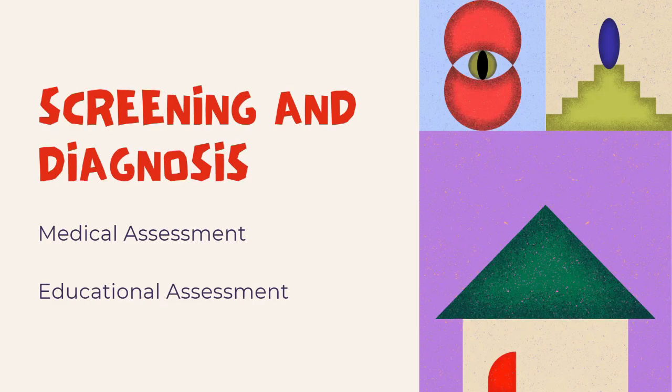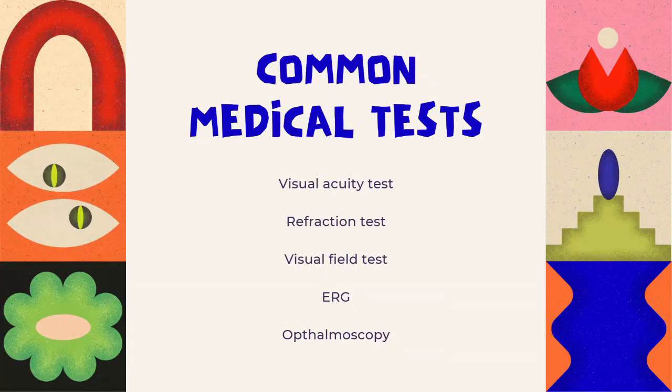Some of the common medical tests used to assess visual impairment include the visual acuity test or Snellen chart. This measures the sharpness of vision at different distances. Refraction test determines if the child needs corrective lenses for nearsightedness or farsightedness. Visual field test or perimetry measures peripheral vision loss, which is really important for mobility.